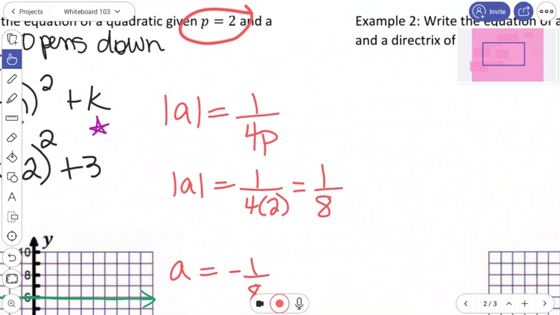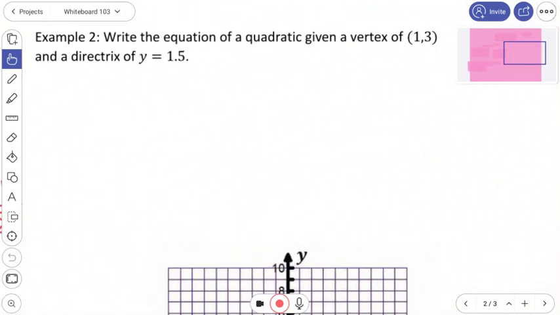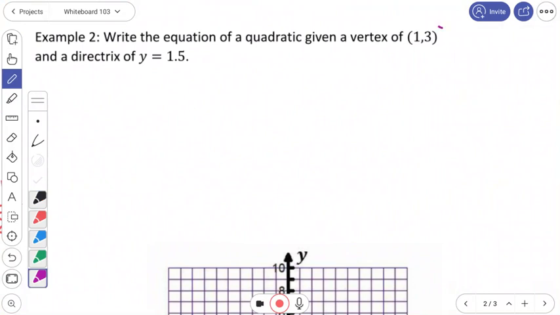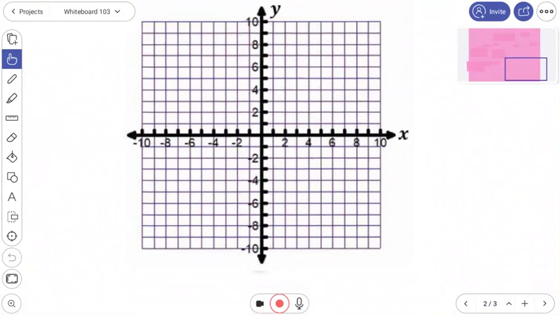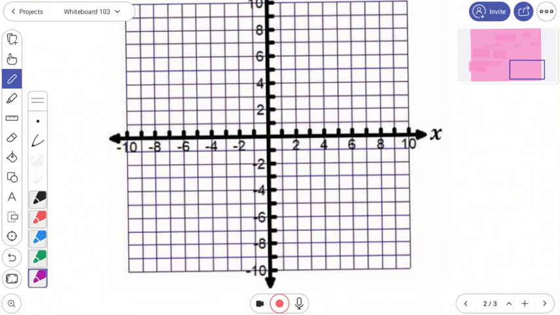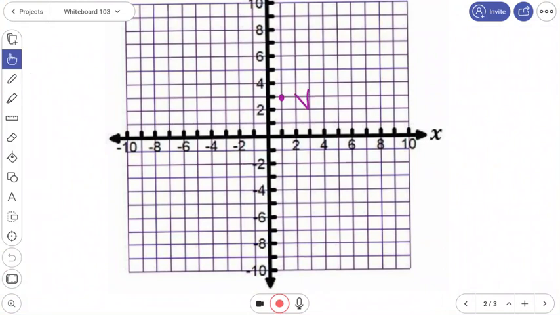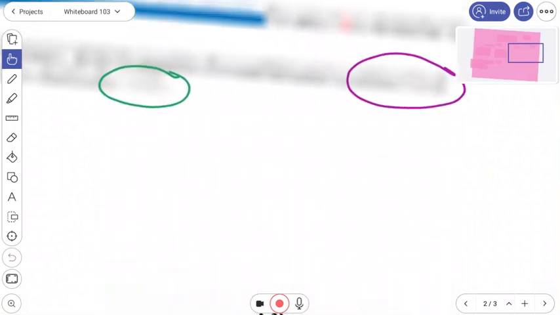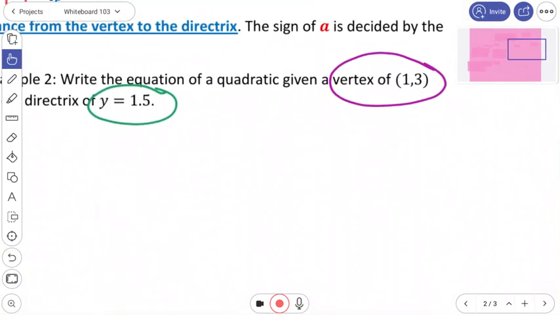All right, let's look at our next example, example 2. It says write the equation of a quadratic given a vertex of (1, 3) and a directrix of y equals 1.5. So let's graph. The vertex is (1, 3). Let me draw a vertex at positive 1, positive 3. Put the letter V next to it so I don't forget what that is. And our directrix was y equals 1.5.